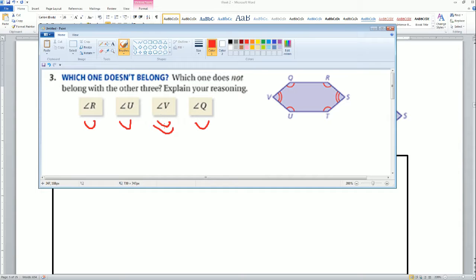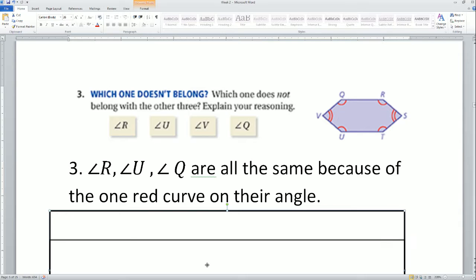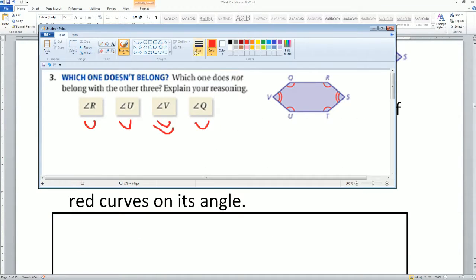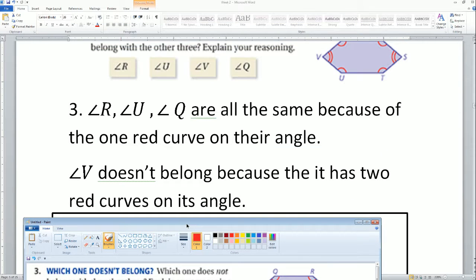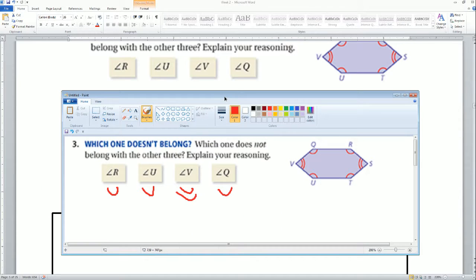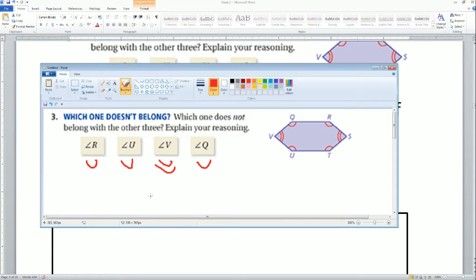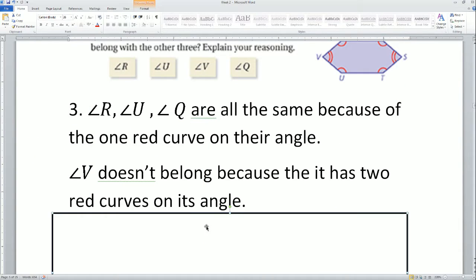So V here is the one out of place because it has two curves. R, U, and Q are all the same because they have only one curve, but V here is not the same because it has two curves. So that is the explanation. R, U, Q are all the same because of the one red curve on their angle. Angle V does not belong because it has two red curves on its angle. There you go.